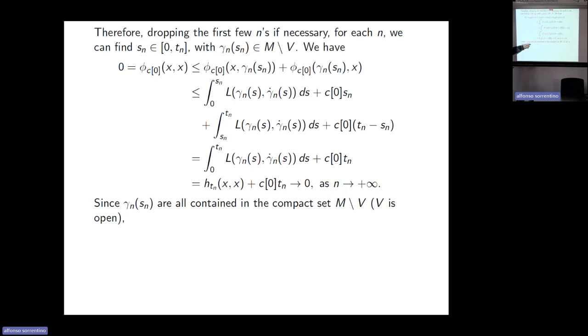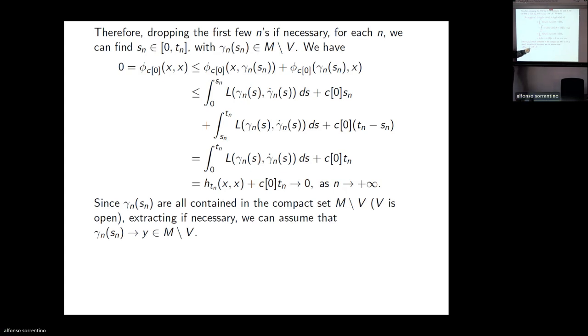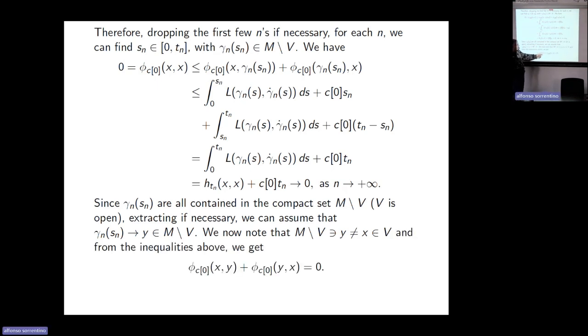Now the gamma n(Sn) are all contained in the compact set M minus V. Okay. I did choose V as the neighborhood of x, and therefore I can extract a subsequence and find the limit point y in M minus V. So if I look at this inequality here, because phi C0 is continuous, I can pass to the limit, and I get phi C0 (x, y) plus phi C0 (y, x) equals 0, but y is not equal to x, because x is in V and y is not in V. So this tells me precisely that x is in the set, the Mañé set, defined as the set of points x for which you can find a y like that and y different.